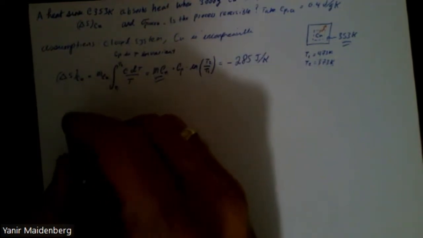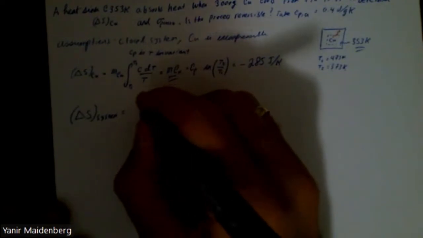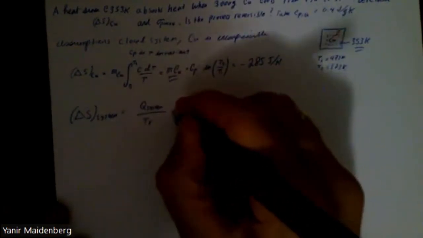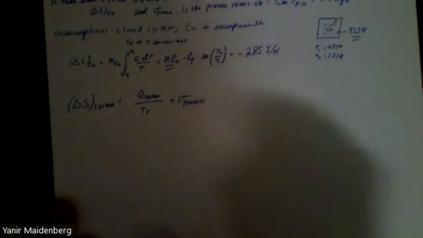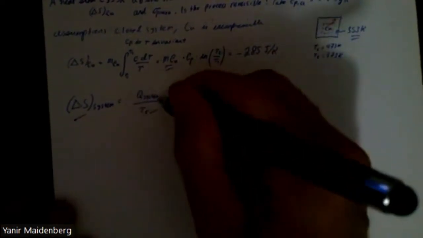Okay, so for this process, we're going to write the second law, the entropy balance for it. Delta S for the system is going to be Q for the process divided by T for the reservoir, plus the entropy generation for the overall process. Okay, so what we need to do is figure out Q first. We don't have Q. We have delta S, that's fine. We have the T of the reservoir, that's 353K. And so in order for us to get this, we need to get Q.